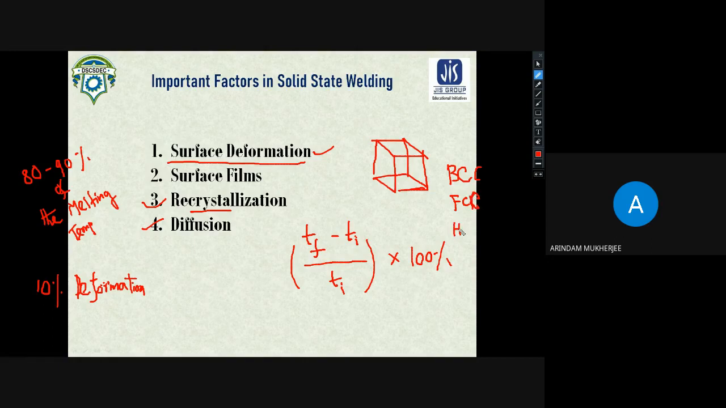So BCC means body centered cubic. That means at the center of the body there will be an atom. Okay, so these are the unit cells of an atom.